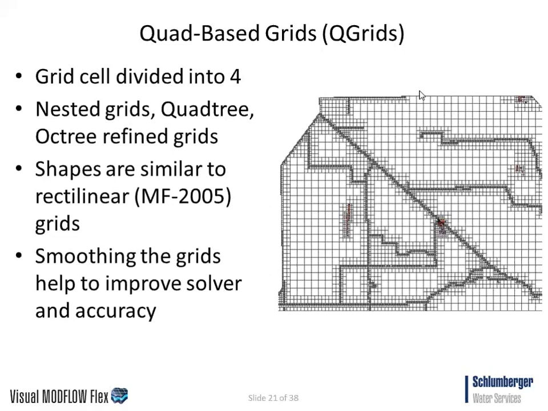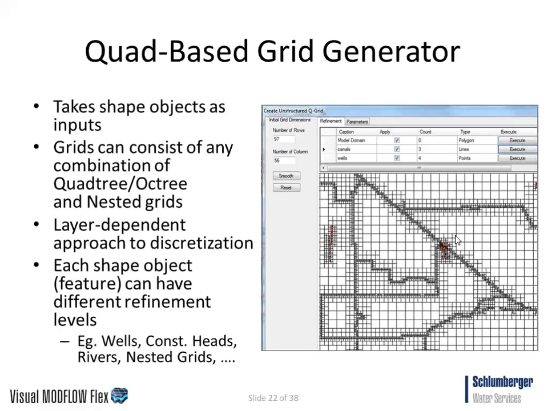The example shown on the screen here is a quad-based grid for the Biscayne aquifer, which is one of the examples published in the MODFLOW-USG manual. The grid has been refined around the canals and also around the well fields. So we've developed a quad-based grid generator in VMOD-Flex. It's similar to the Voronoi grid generator that we have available in the current release. It takes shape objects as inputs to the grid. These grids can consist of any combination of quad tree, octree, and nested grids with various levels of refinement, so there are no restrictions on how many nested grids you have and what level of refinement those can have.